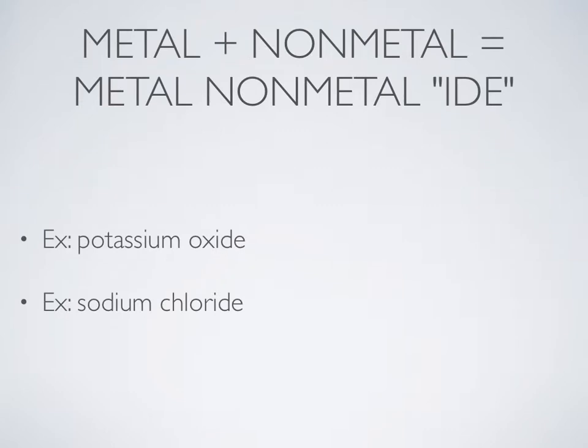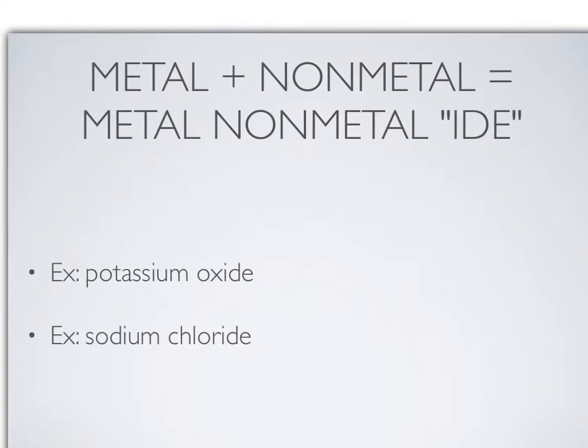Metals and nonmetals. When we put metals and nonmetals together, they make a metal and a nonmetal with an "ide" on the end. For example, we have potassium and oxygen. When they come together, they make potassium oxide. Similarly, sodium and chlorine make sodium chloride.